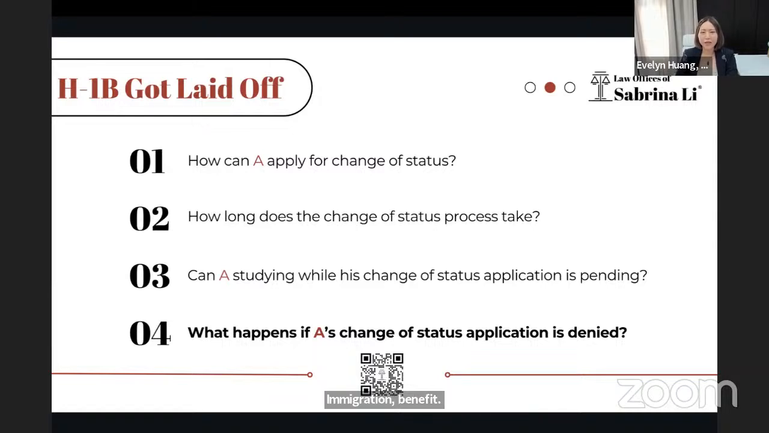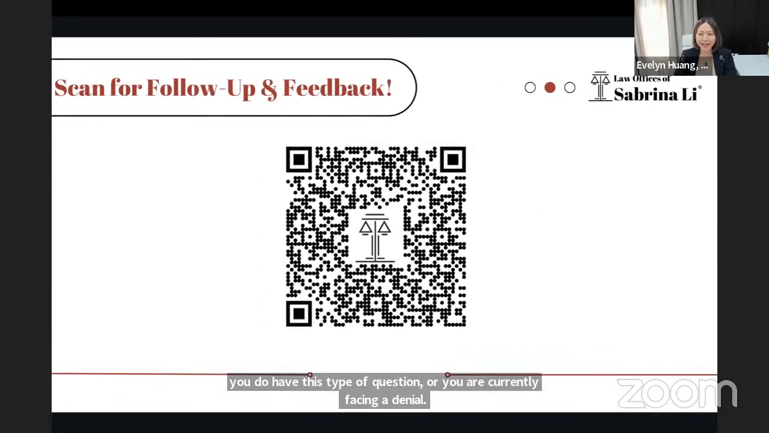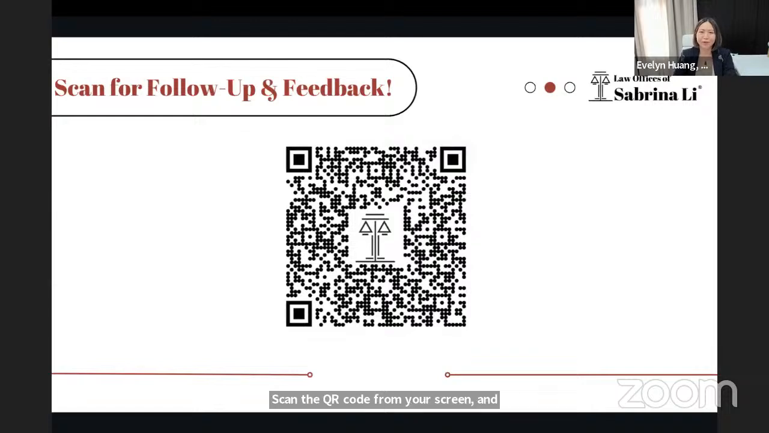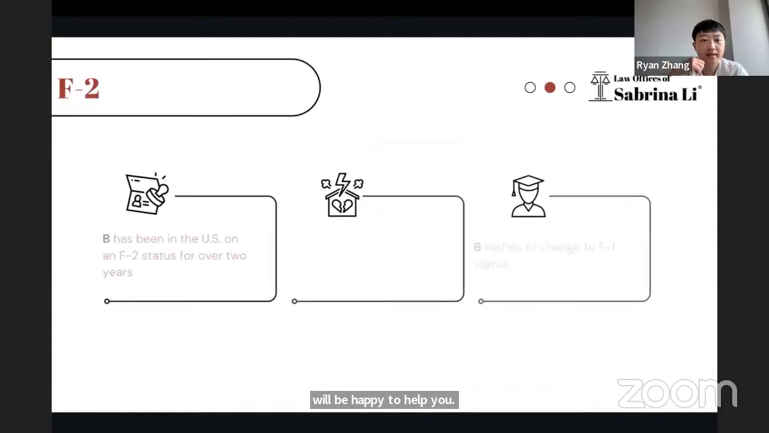But denial is really based on the reason. This person might have the option to file a motion to reopen or a motion to reconsider. So there are some procedures to save your case, but that goes case by case. If you have this type of question or you're currently facing a denial, I would say scan the QR code on your screen and our legal team will be happy to help you. For sure. All right, let's move on to the next situation.